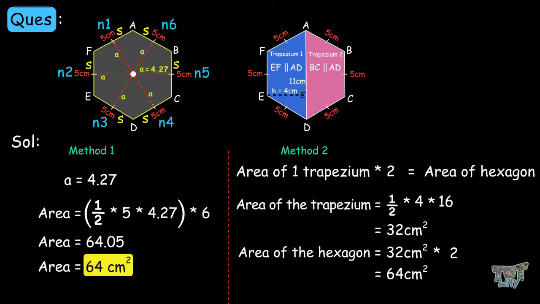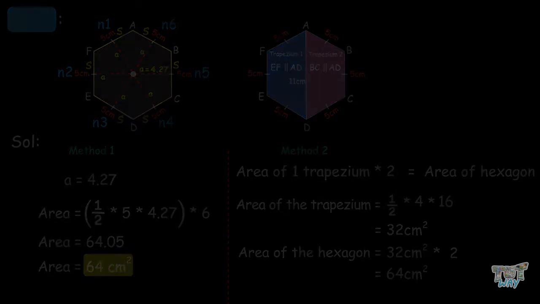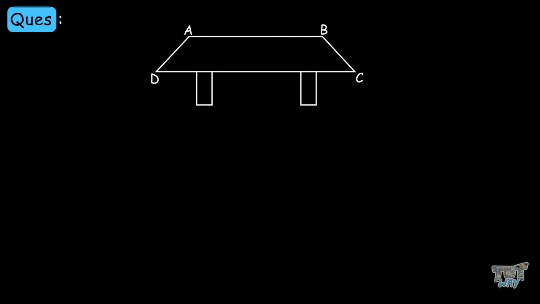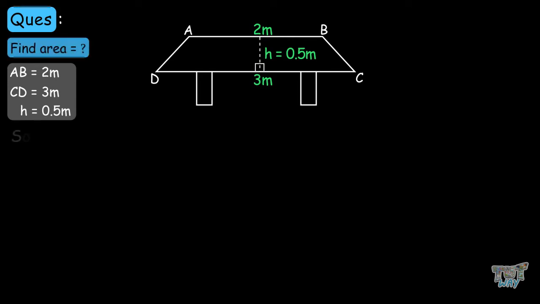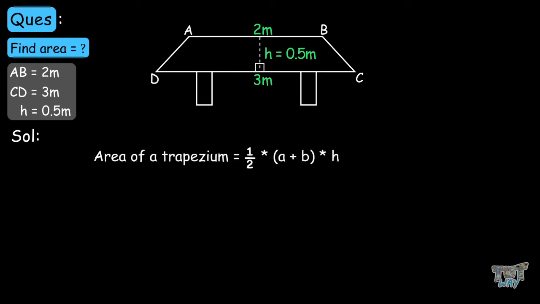Now here we have our next question. We have a trapezium-shaped table whose parallel sides are 2 meters and 3 meters in length. And the distance between the two parallel sides is 0.5 meters. This is the height. We know the formula for finding the area of the trapezium is half multiplied by the sum of the two parallel sides times height. We are given that the parallel sides are 2 meters and 3 meters, and the height is 0.5 meters.